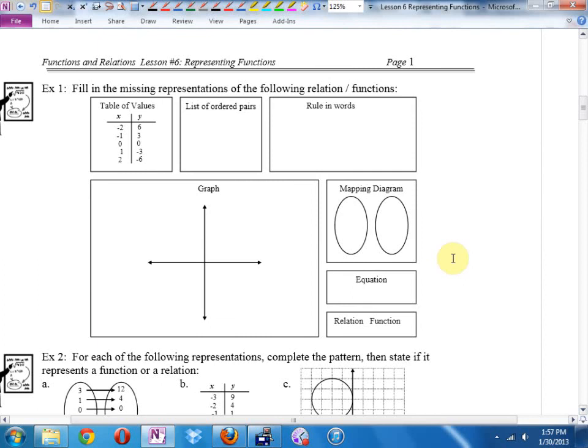Okay. It says, fill in the missing representations of the following relation or function. So, starting out with a table of values, not my favorite one to start out with, although I can get the ordered pairs pretty easily. I guess this is going to go through -2, 6, -1, 3, 0, 0, 1, -3, 2, negative. Okay, that wasn't too tough.